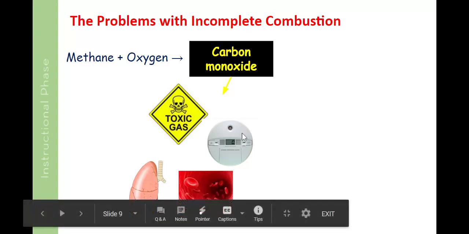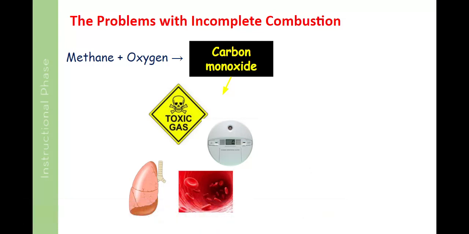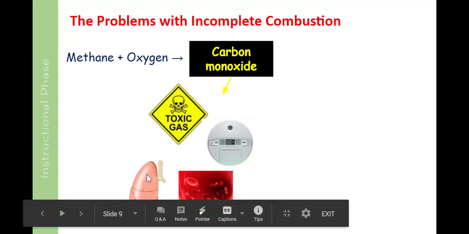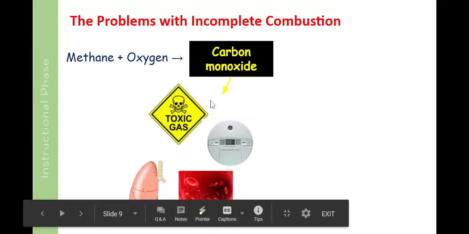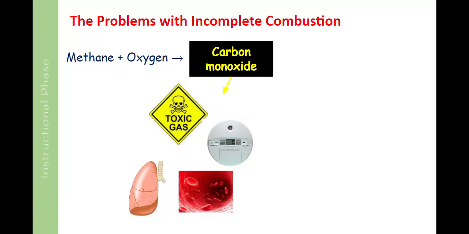So carbon monoxide is a colourless, tasteless gas that we can't see, we can't smell, we can't taste, and therefore is very dangerous if inhaled. When we inhale it, it stops our blood carrying oxygen. And some people call it a silent killer. Silent, again, because we can't see it, we can't smell it, we don't know we're breathing it in.